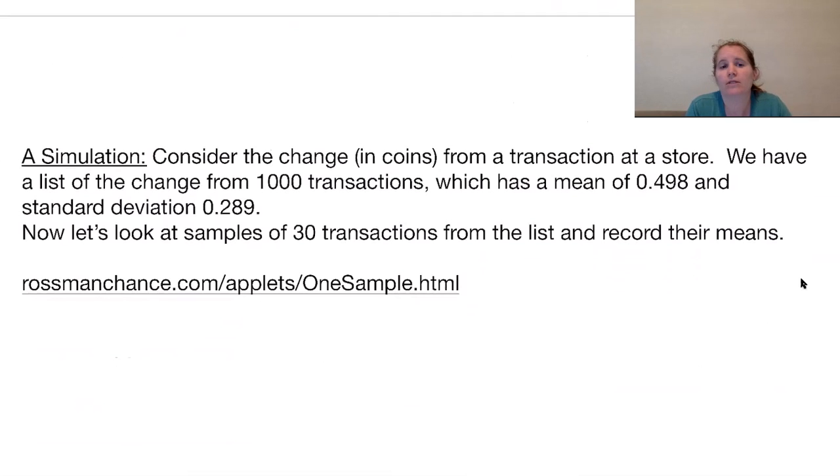And we have a list of the change from 1,000 transactions. And those amounts of change have a mean of 0.498 and a standard deviation of 0.289. And then we are going to focus on samples of 30 transactions and then record the sample means from those. So we're going to find this simulation at rossmanchance.com/applets/onesample.html.